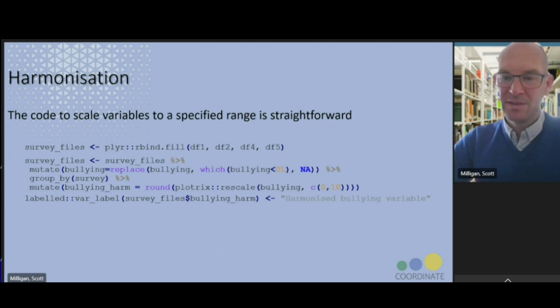Then the last step here provides a variable label for the harmonized variable so that there can be no confusion about which variable is harmonized and which is the original data before the harmonization occurred.